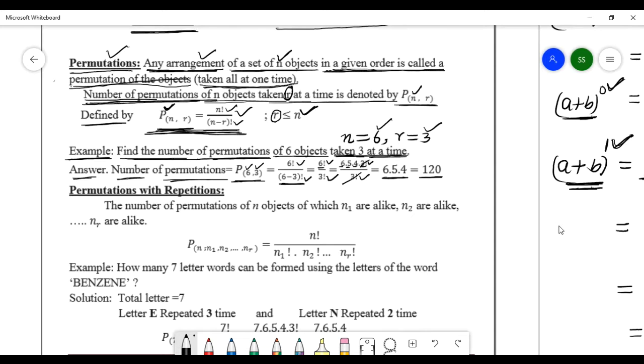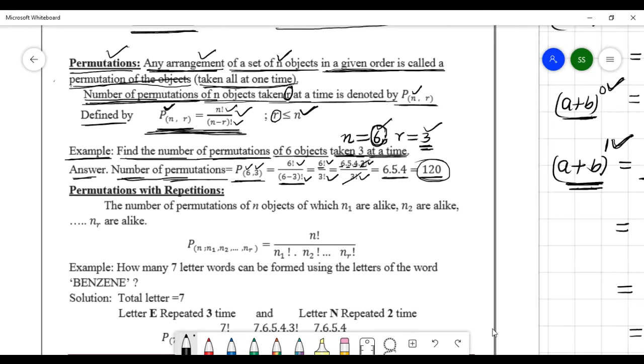Okay. So if there are total six elements, 6 objects, and you seal three together and arrange, how many ways? How many number of permutations? 120. Okay. So this way.